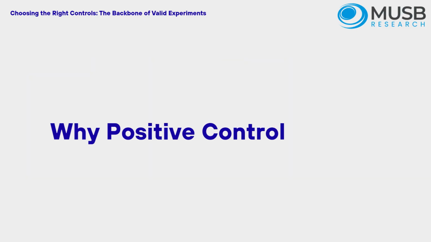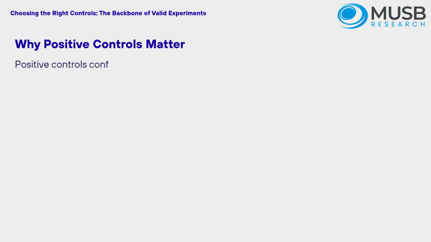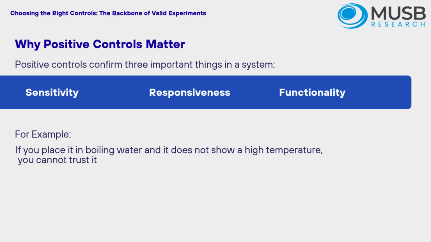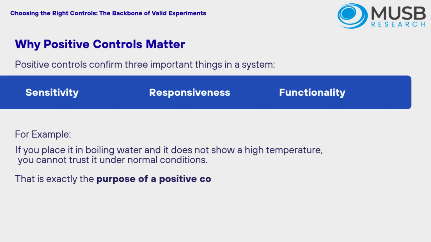Why positive controls matter. Positive controls confirm three important things in a system: sensitivity, responsiveness, and functionality. Imagine testing a thermometer. If you place it in boiling water and it does not show a high temperature, you cannot trust it under normal conditions. That is exactly the purpose of a positive control.